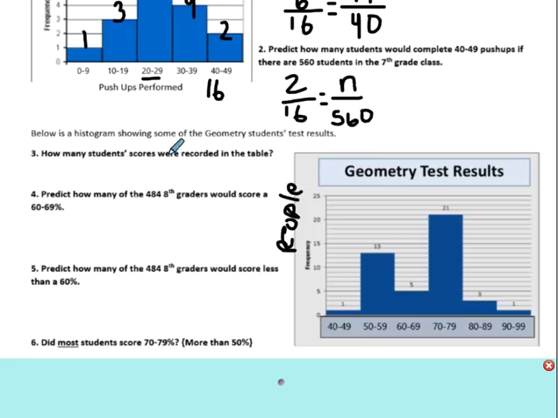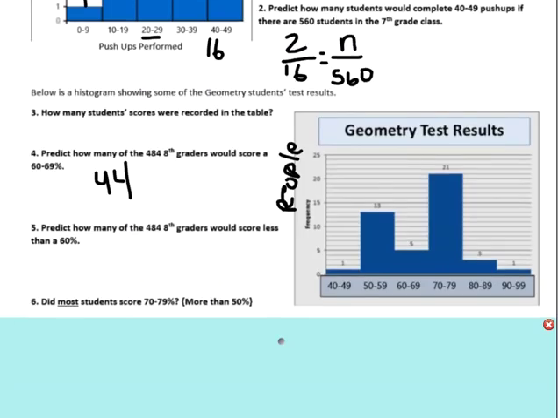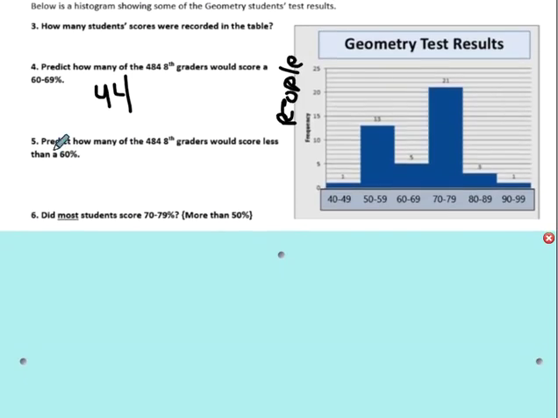So number 3 says how many student scores were recorded in the table. So we're just going to add up the heights. So we've got 1 plus 13 is 14, 15, 16, 17, 18, 19, plus 21, plus 3, plus 1. You want to add those up and see what you get. So you should get 44. That's my total I'm working with. All of these heights of the bars added up. Oops, I wrote it in the wrong spot.